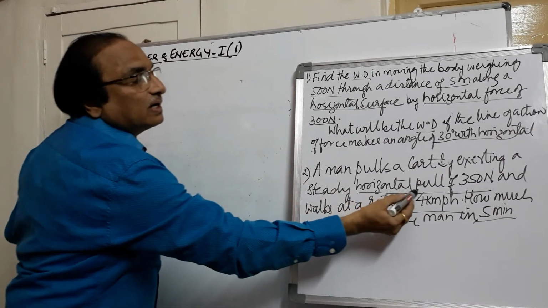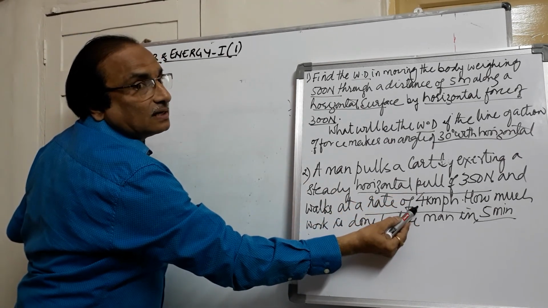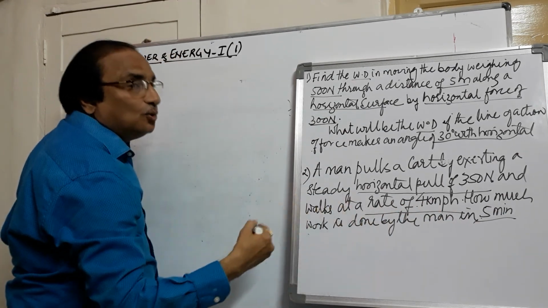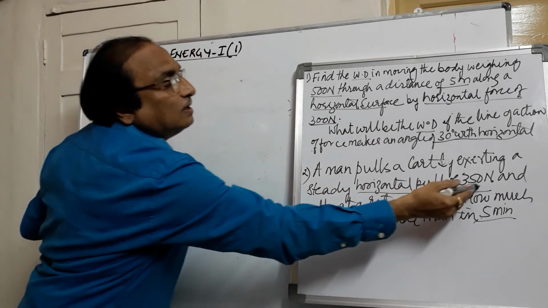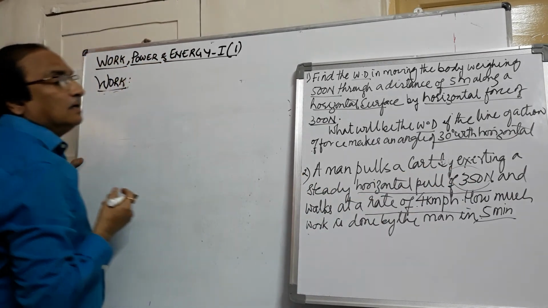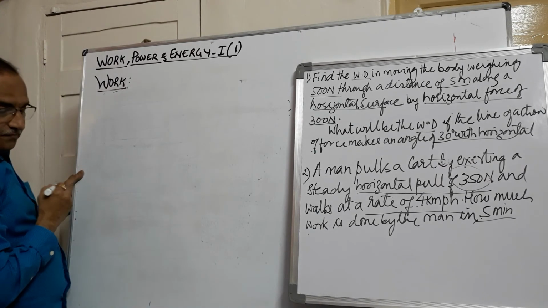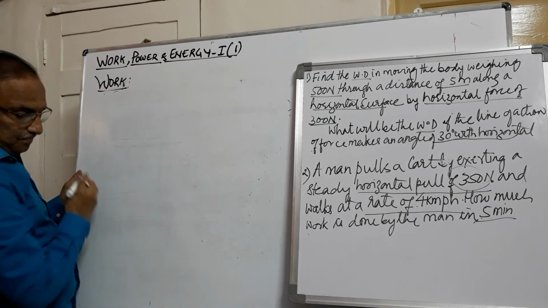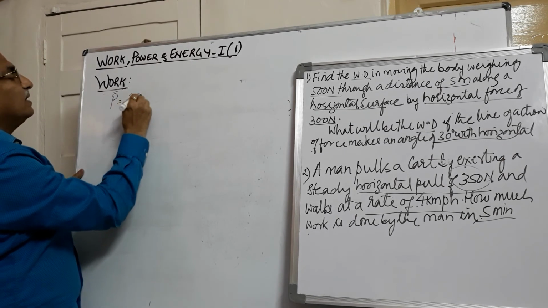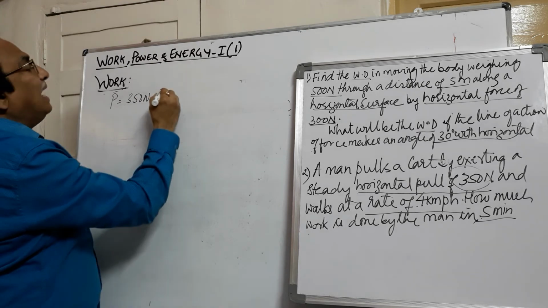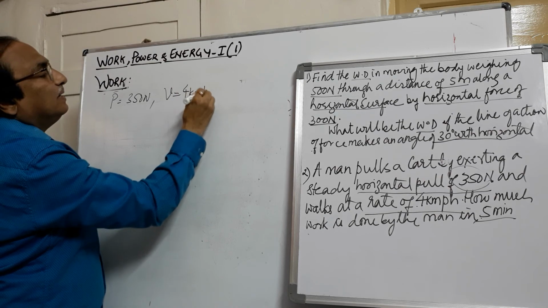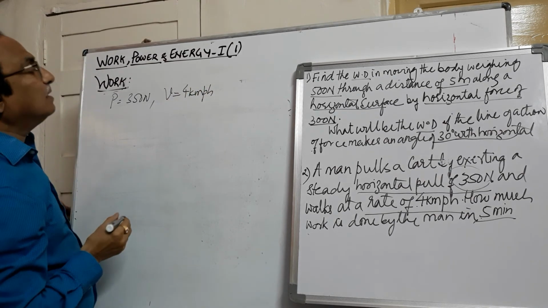In 1 hour, he is moving a distance of 4 kilometers. First, you will have to find out what distance he will travel in 5 minutes. You know the distance traveled, you know the force he is applying, so you get the work done by the force. So here, P is equal to the pull he is applying, 350 Newton. It is going horizontally, and the velocity with which he is moving is 4 kmph, 4 kilometers per hour.